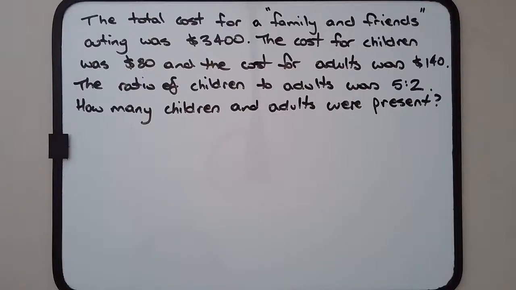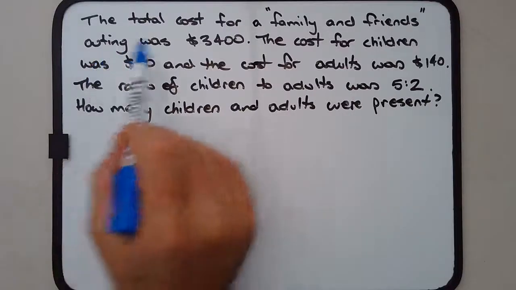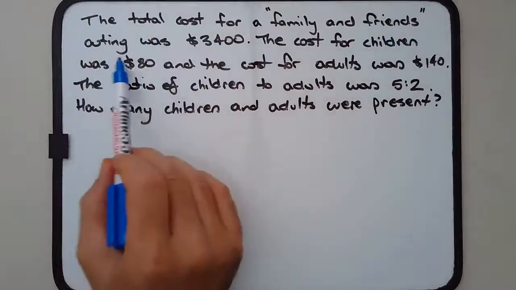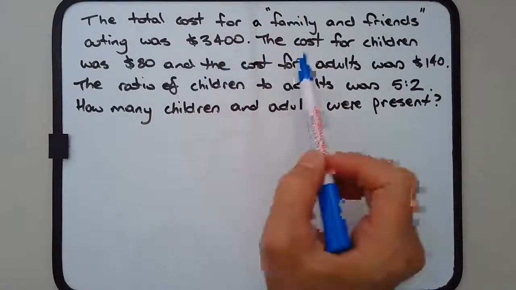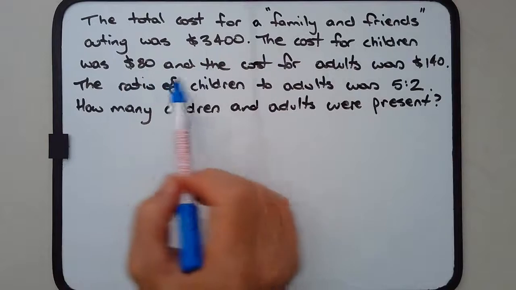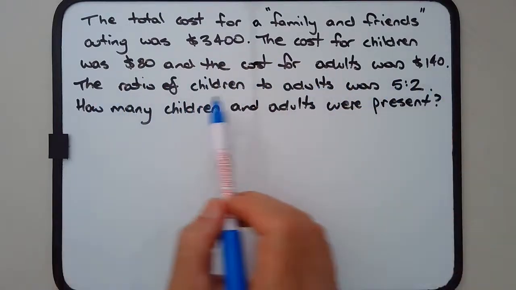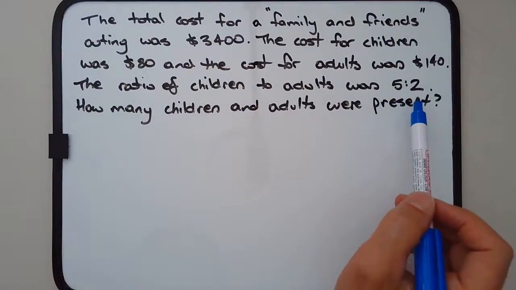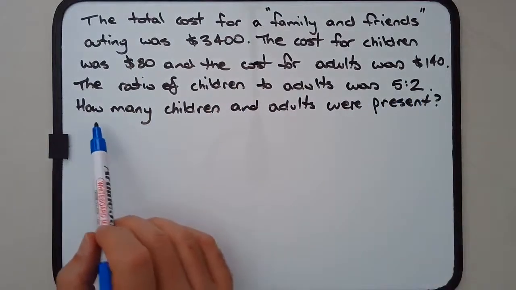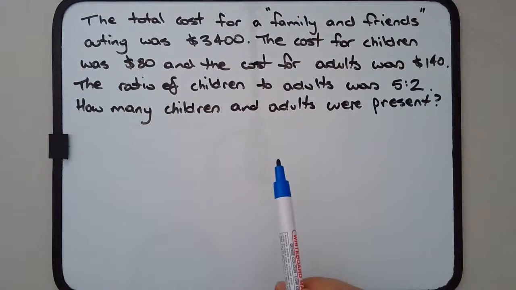Let's have a look at another worded problem. The total cost for a family and friends outing was $3,400. The cost for children was $80 and the cost for adults was $140. The ratio of children to adults was 5 to 2. The question is, how many children and adults were present?